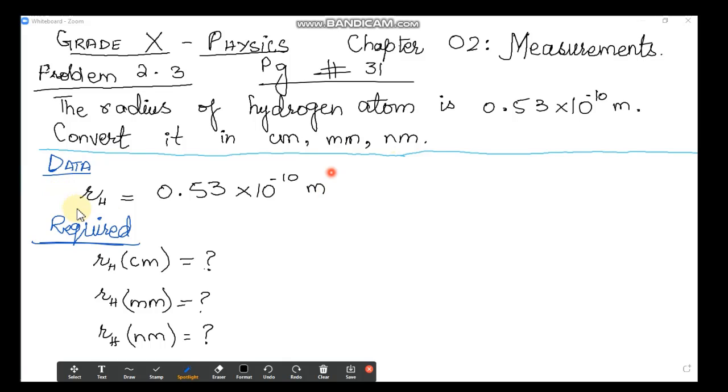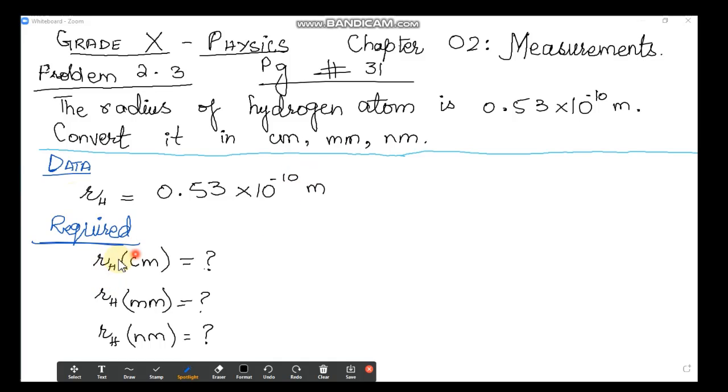First of all, as I have already told you, keep in your mind that for converting any kind of length, your data must be in meters. For converting any type of mass, you must have the value in grams, and for any time you must have the value in seconds. So right here we have the radius of hydrogen atom, 0.53 × 10^-10 meters. It means we have the standard value, and it is easy now to convert the prefix.